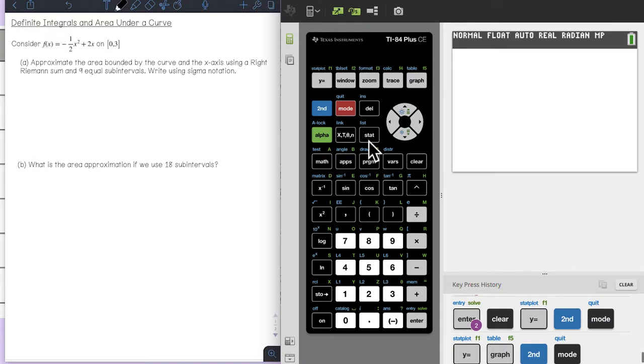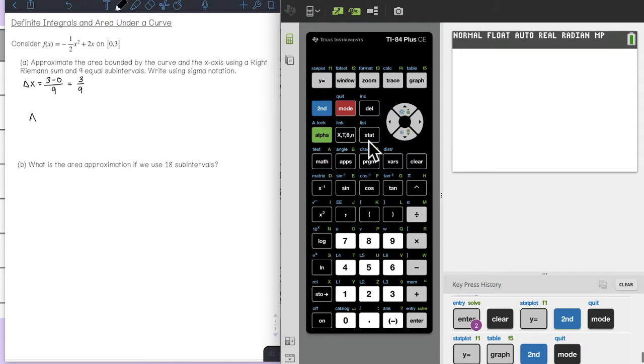Right, so we know that the first thing we need to know is our delta x, which is b minus a, so 3 minus 0 over the number of intervals, so in this case 9. So I get 3 over 9, which of course you could reduce to 1/3. I'm just going to leave this as an unreduced fraction though, and you're going to see why in a second.